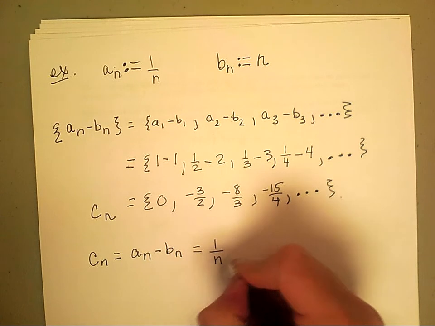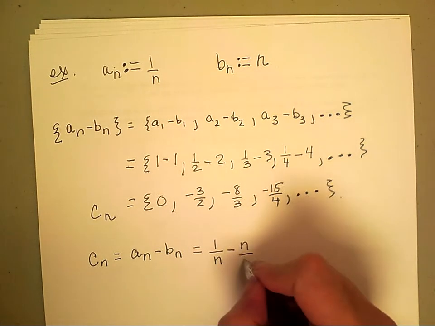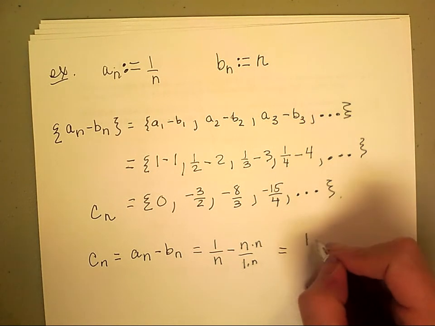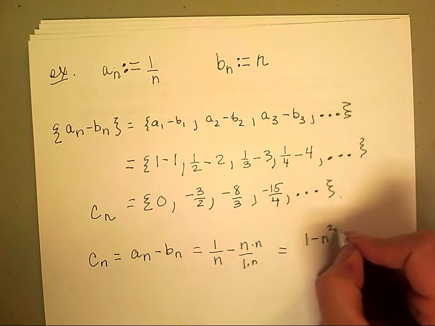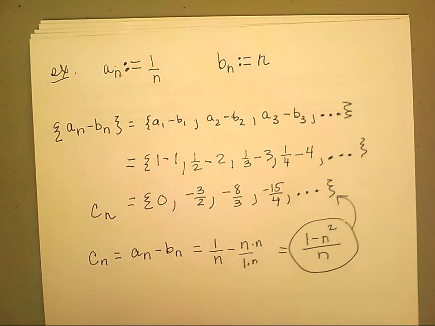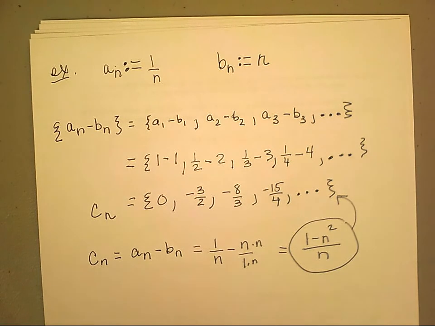So if we want to find it specifically, we could take 1 over n and subtract n, which, if we get a common denominator, c sub n is generated by (1 minus n squared) over n. So this generates this sequence, and now I could find any term in it.